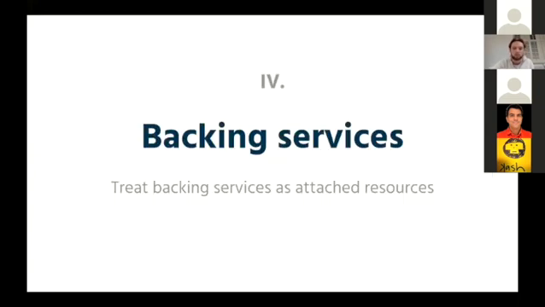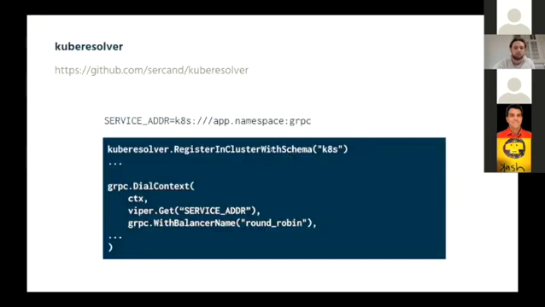The fourth principle is about backing services. Treat all of the services that your application interacts with as attached resources. That means every service should just be accessible via a URL. So here we've got a service environment variable defining where we can access an app that we're going to make a gRPC call to.